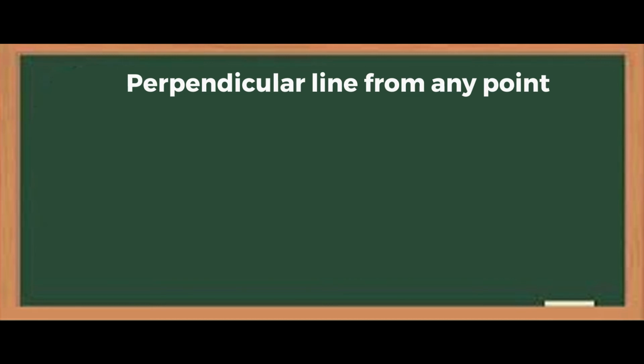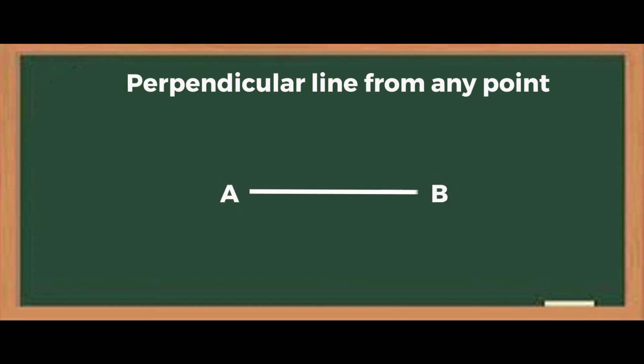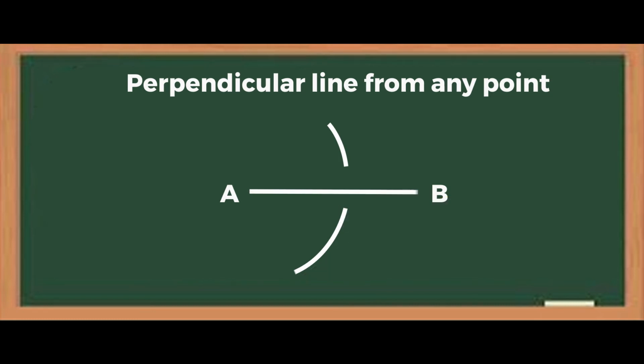Now let us learn to construct a perpendicular line. Number 1, use a ruler and draw a line segment AB. Place the compass on the end point of the line segment, point A. Draw an arc above and below the line. Notice that all the points on the arc above and below the line are the same distance from point A.